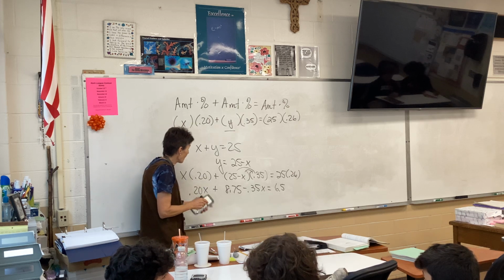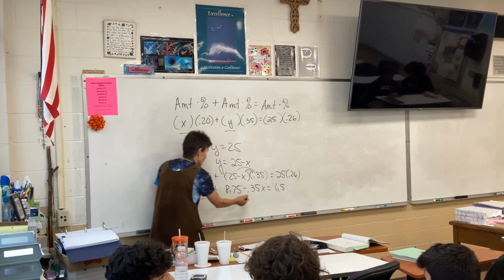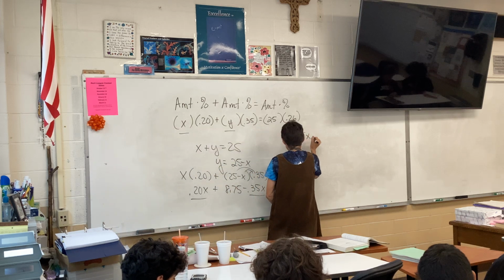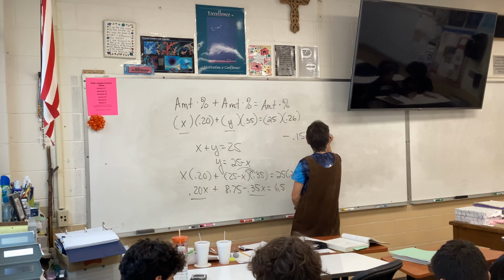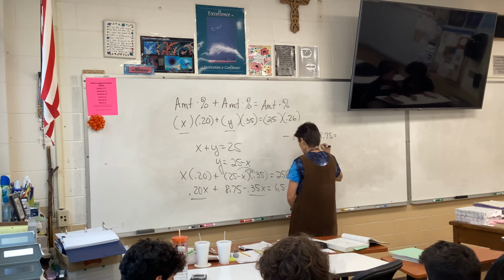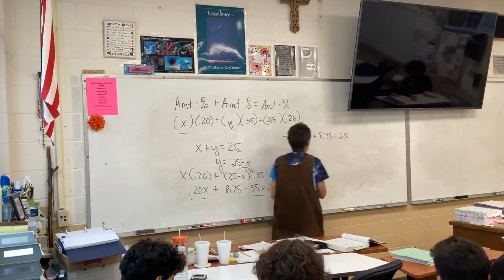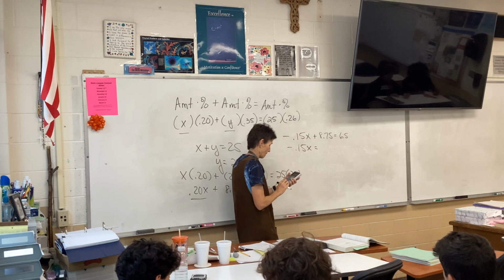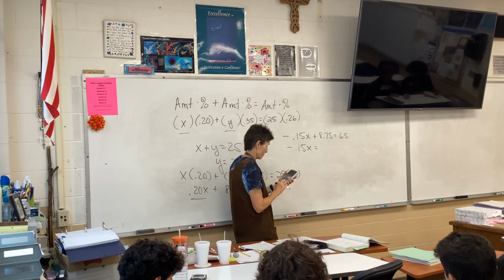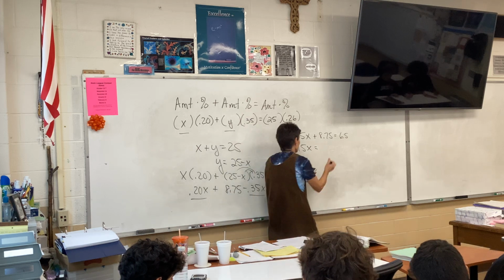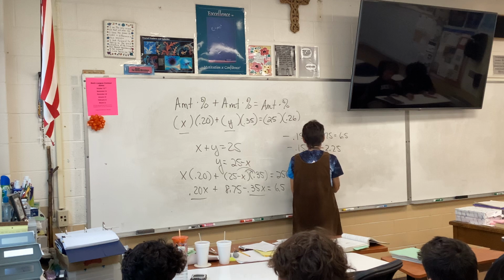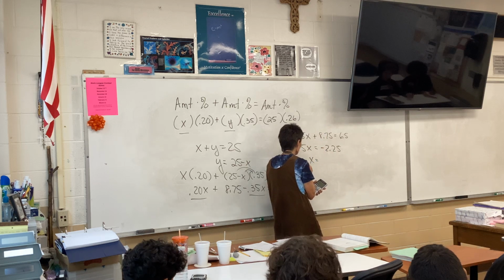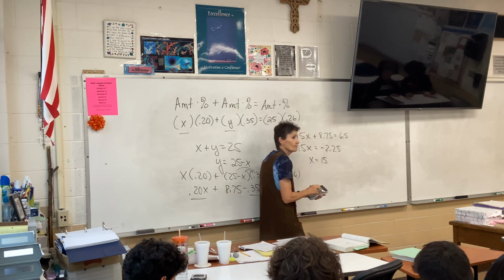Alright, now how do I solve this? Let's add these two together. So negative 0.15x plus 8.75 equals 6.5. Negative 2, oh wow, this is going to work out perfectly. That's good. I think it's 15, isn't it?